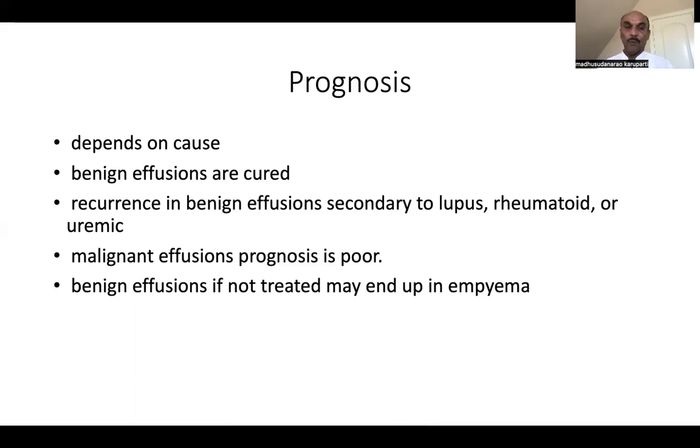Well, if you encounter a patient with benign pleural effusion, if you cannot treat it properly, that may end up in empyema. So do not take the benign pleural effusion simply, but handle them carefully in order to make this patient improve without consequences of empyema.